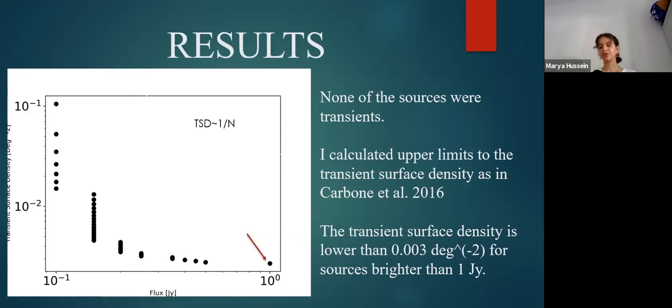So none of these sources were transient. And so what we did was set an upper limit for the transient surface density. We have done it using the method described in Carbone et al. 2016. This method implies that the limit on transient surface density is inversely proportional to the number of images, meaning if I have more images, I have better results. When we apply this method to the whole data set, we obtain the point on the bottom right, and it is lower than 0.003 degrees to the -2 for sources brighter than 1 Jansky.